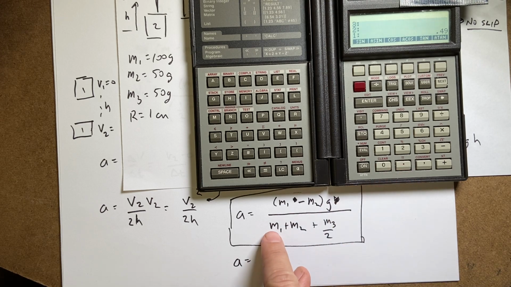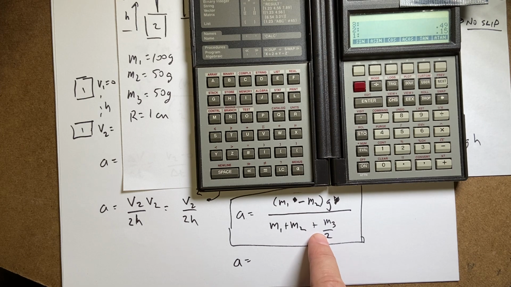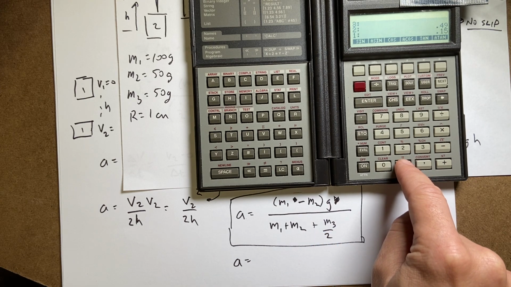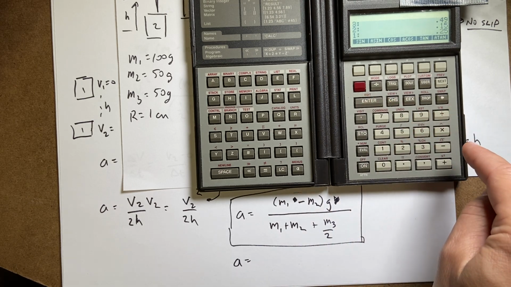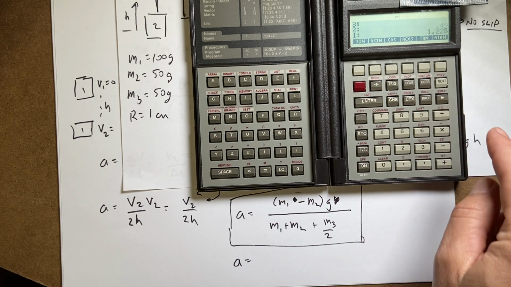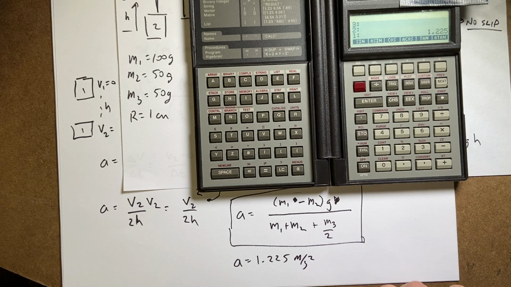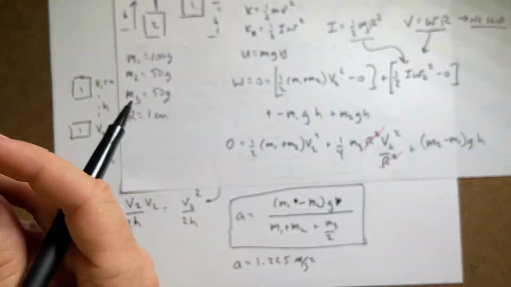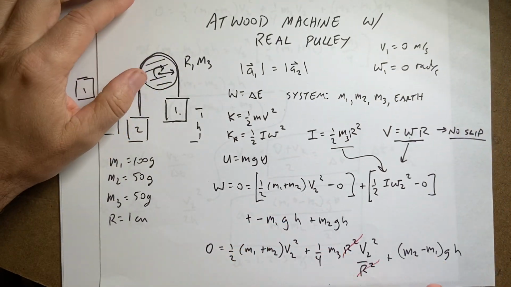Now on the bottom I have m1 plus m2, which is 0.15. And then m3, I picked that as 0.5, divided by 2, plus. And I get 1.225 meters per second squared. I'm pretty happy with that. You do notice the mass of the disk matters, but the radius did not. The radius didn't matter, it canceled.